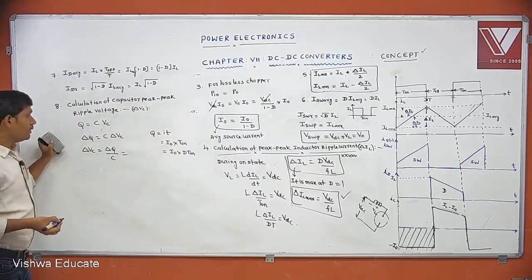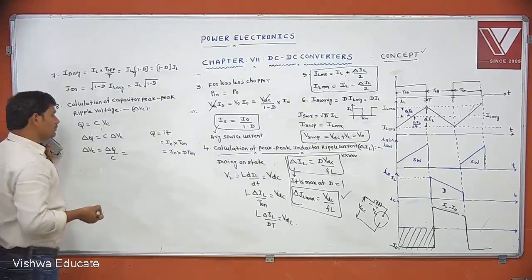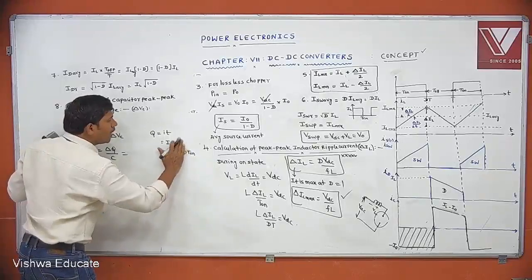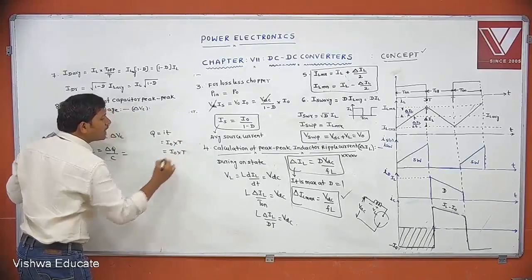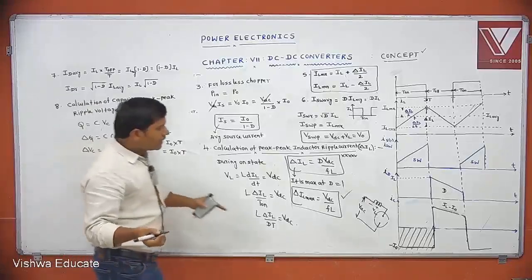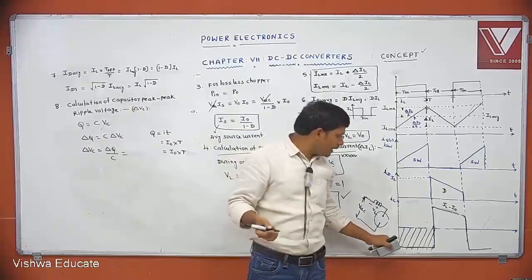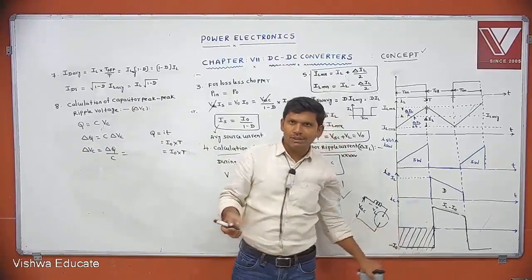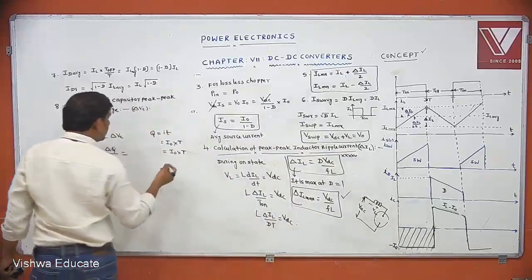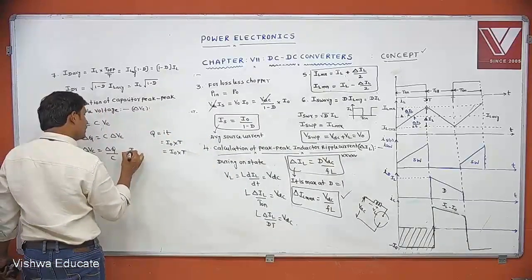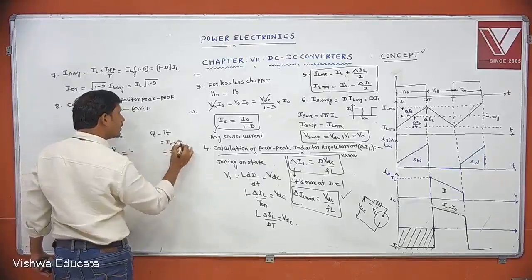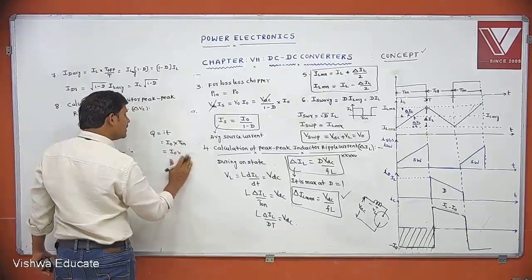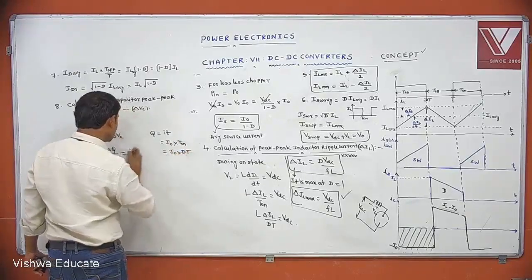Okay, then shall you write it like this? Q equals IT means I naught into T during the T time, or the area under the current curve. The area under the current curve is nothing but a constant. So this is I naught during the T on time. T on is written as dt. This is correct.